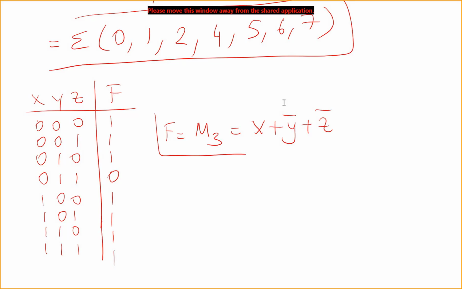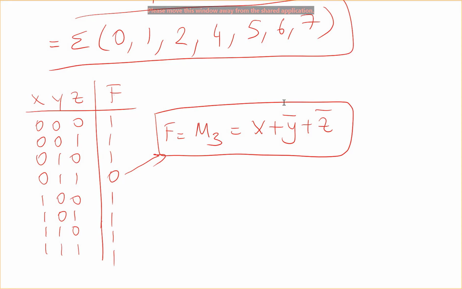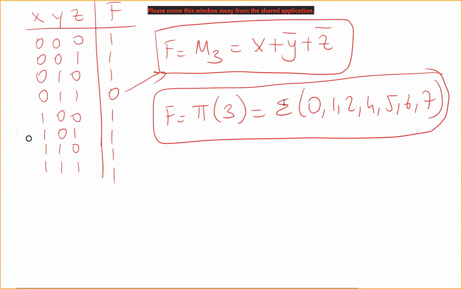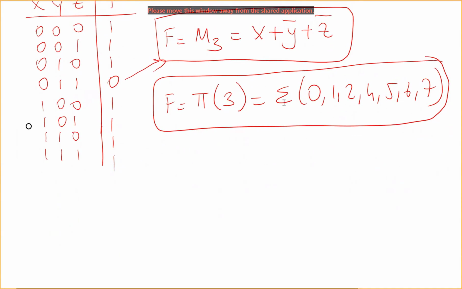So it might be easier in this case to represent this using Maxterm only. Right, so f is equal to Maxterm 3, or it is also equal to the minterms. So this is how we can represent the same function. So let's do one more example with the minterms and maxterms.